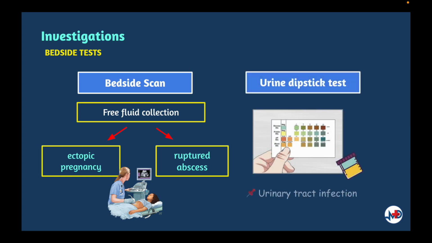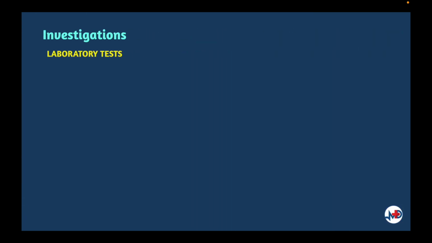Urine dipstick test could be useful in excluding urinary tract infection, which again could be confused with appendicitis due to the area of abdominal pain. Lab investigations are not specific for appendicitis. However, they can be helpful in supporting the diagnosis, especially in patients with atypical presentation.